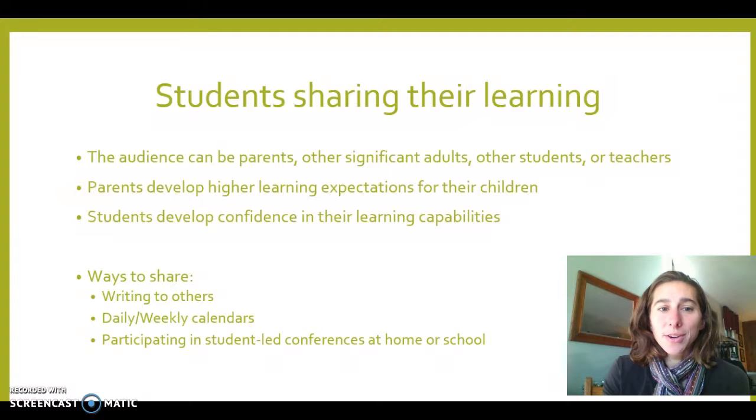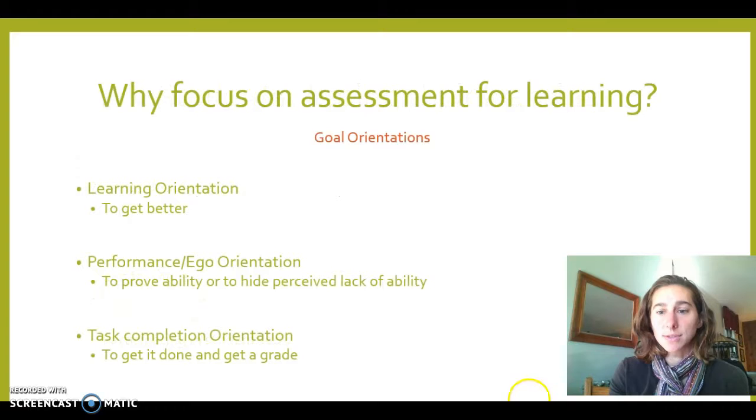Students can share their learning by showing it to parents, other teachers, or any other adult, and it helps them develop confidence in their learning experience and capabilities. They can share by writing, through calendars, and participating in things like student-led conferences.